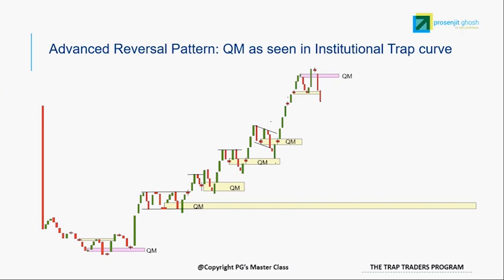So then price creates a QM, right? And then price moves up to the supply QM. The supply QM gives its reaction. Price comes down, MIP gets created, then price moves in a sideways manner. Inside the sideways manner, a distribution gets created, redistribution.